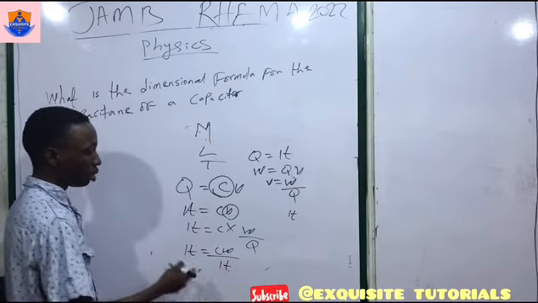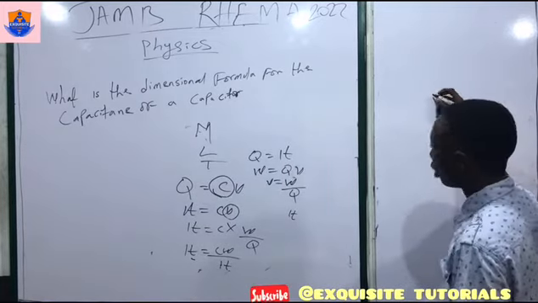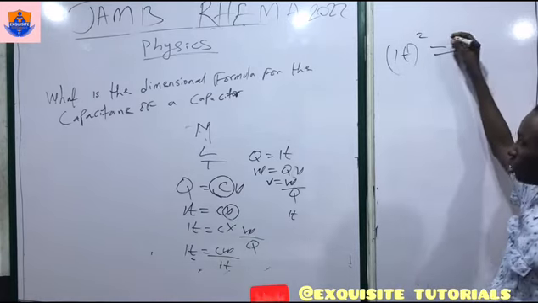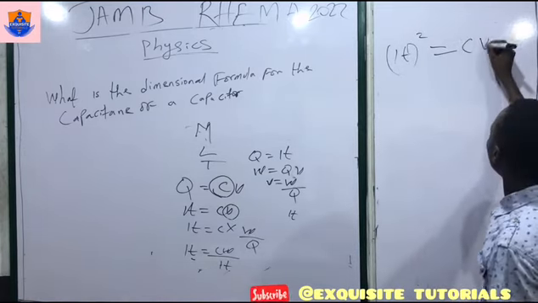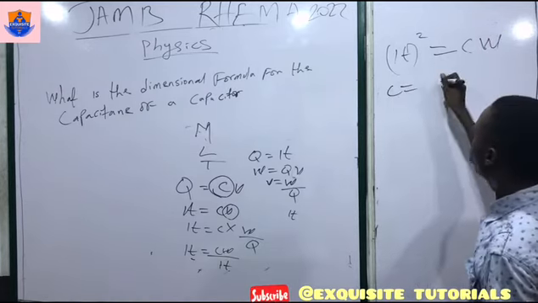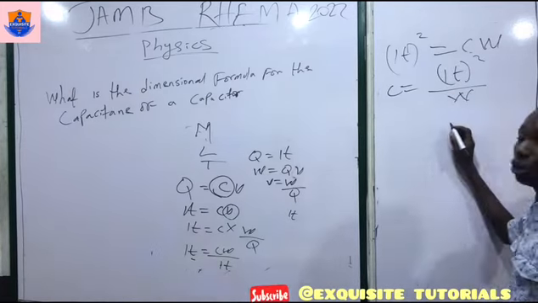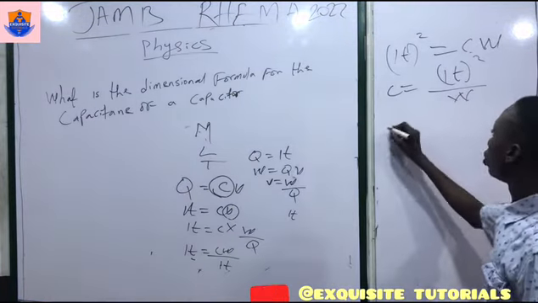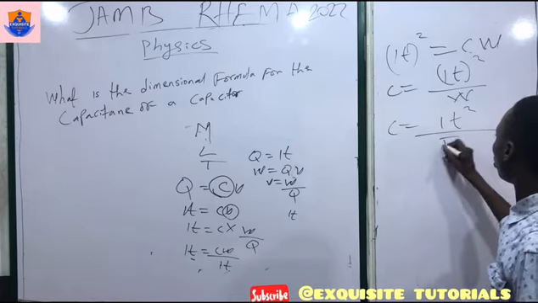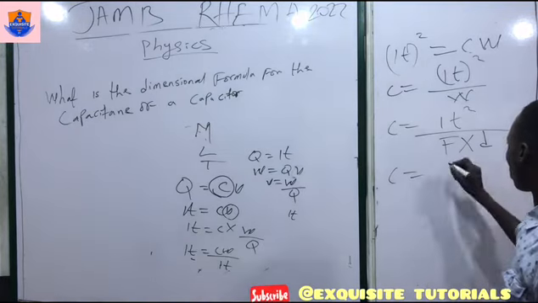In other words, we can cross multiply, and we can say that IT square is equals to CW. We're looking for C, so C will be equals to IT square over W. Now remember that W is equals to force times distance. So C is equals to IT square all over force times distance.